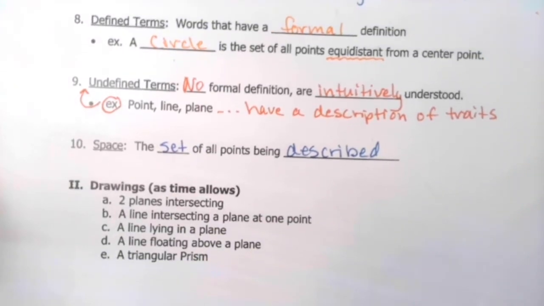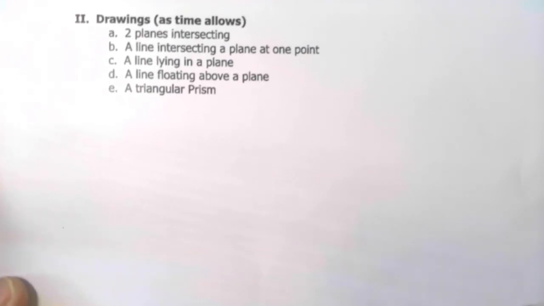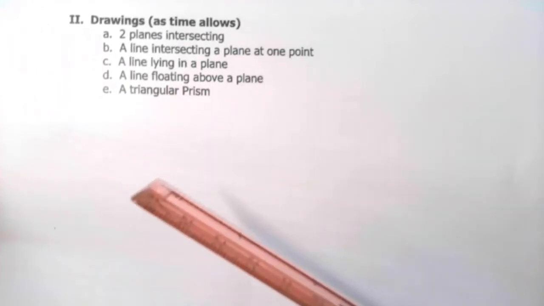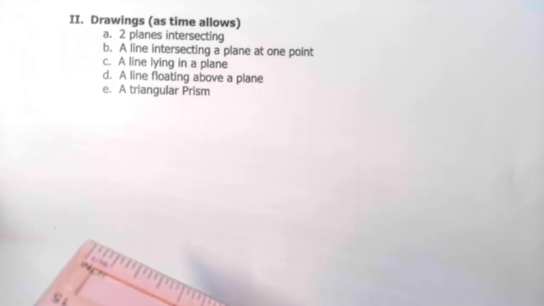Okay, so the last thing we're going to do on the notes today is we are going to do some drawing. Drawing because we're going to use a ruler, so it's not a sketch. Sketch means no ruler, you freehand it. Drawing means you use a ruler. Drawing is different than construct. That would be compass and protractor.